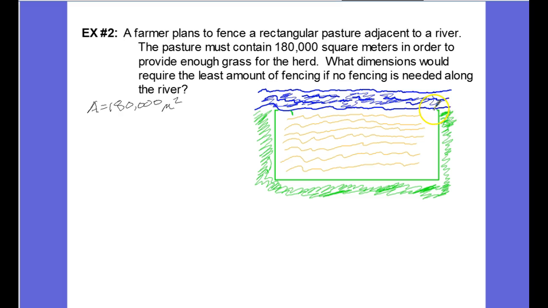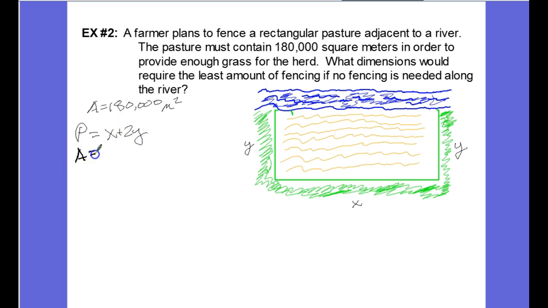We want to know the shortest total distance that would give the least amount of fencing to preserve the constant area of 180,000 square meters. So what we're talking about is a partial perimeter here for this rectangle. So let's call this X, since it is horizontal, and we'll call this Y, since in this picture it is vertical, and so our perimeter in this case will be X plus 2Y.